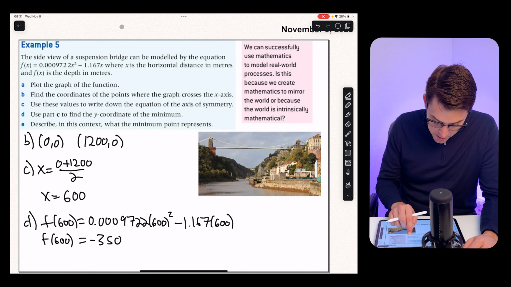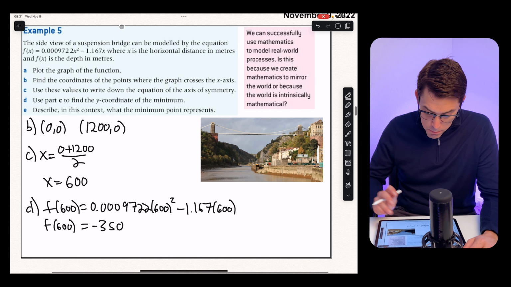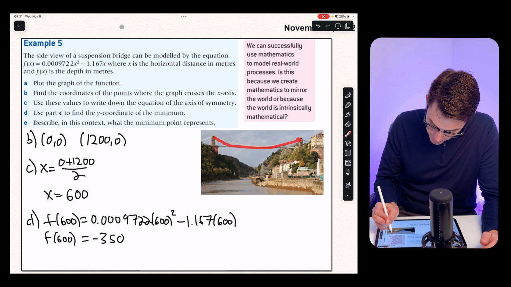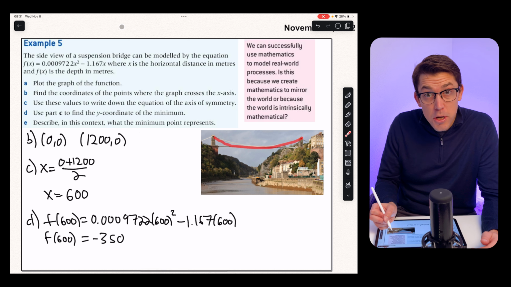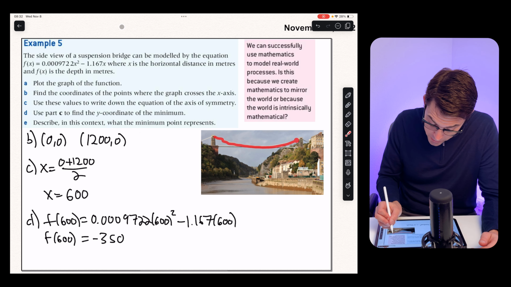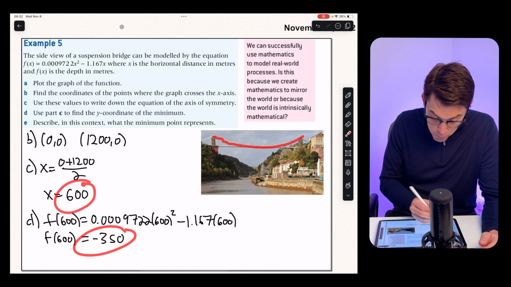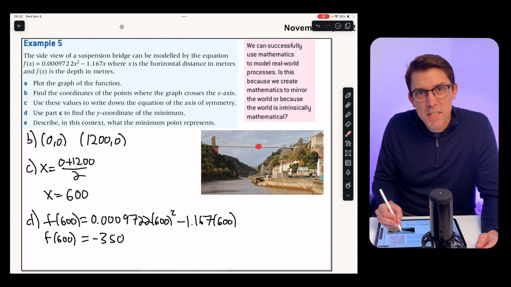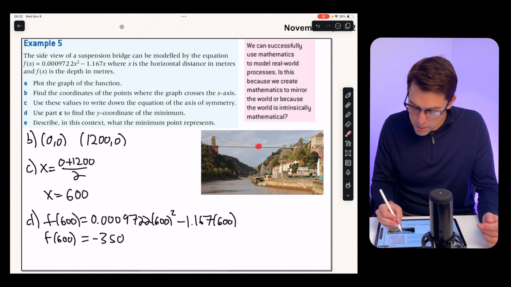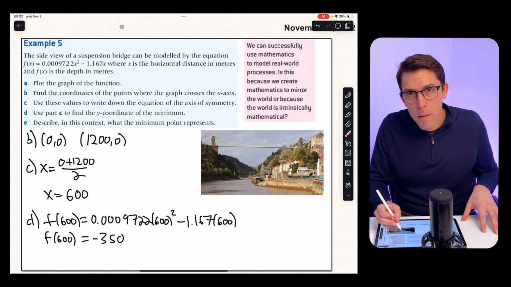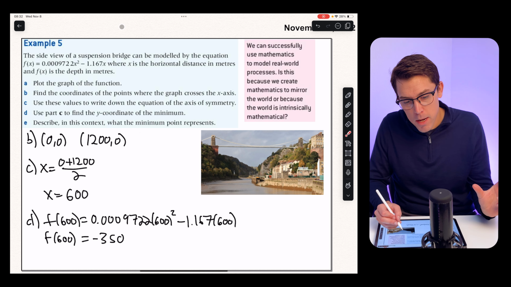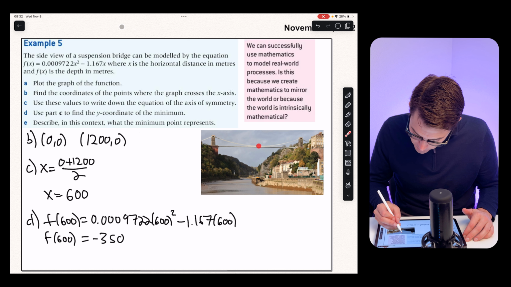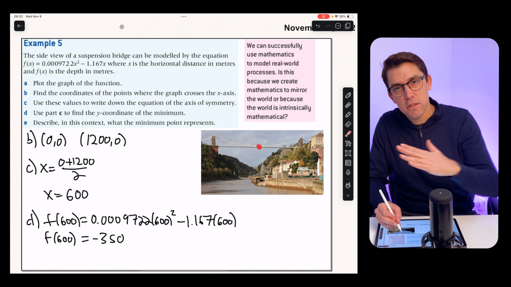Good. So now let's go ahead and describe in context what the minimum point represents. If you think about what this is modeling, it's modeling a bridge, or the suspension of a bridge. So what this point is saying, which is going to be your vertex, 600, negative 350, is the coordinate of where this suspension is the lowest on the bridge. Remember, when you're dealing with quadratic equations and word problems, we're really going to be focusing on what that maximum or minimum value, that vertex, is in context of the question. So in this case, it's where my suspension reaches its lowest point.